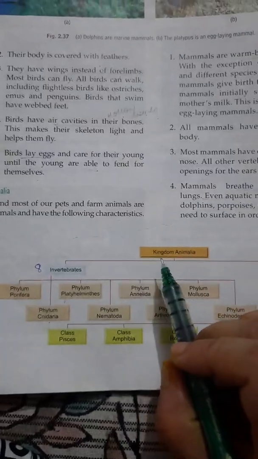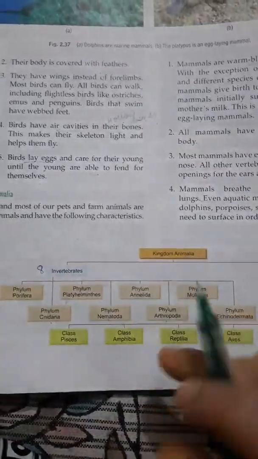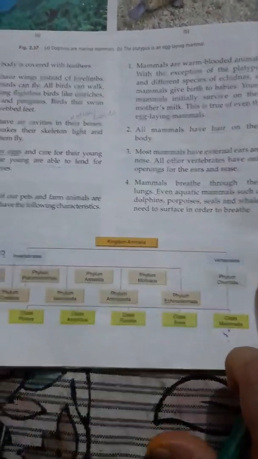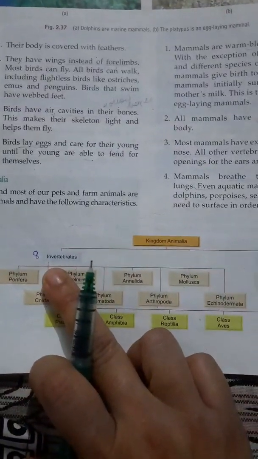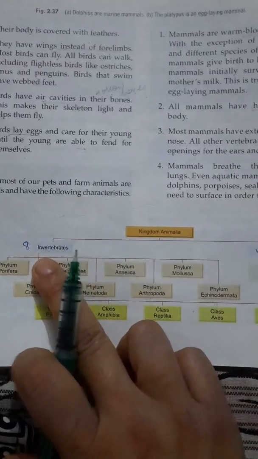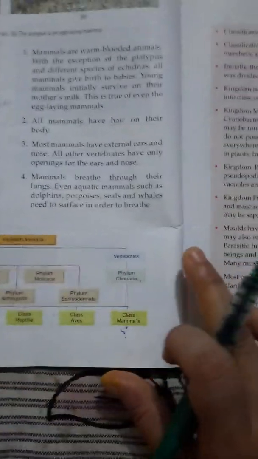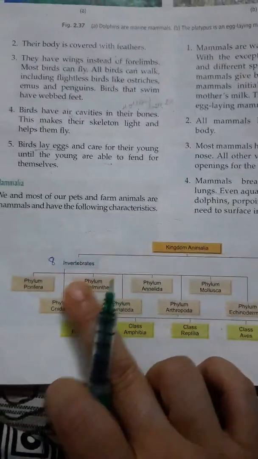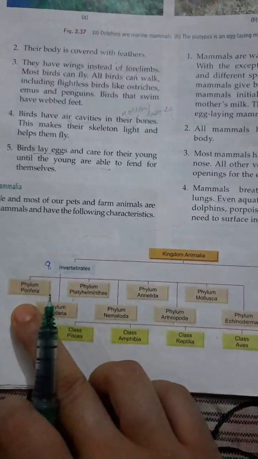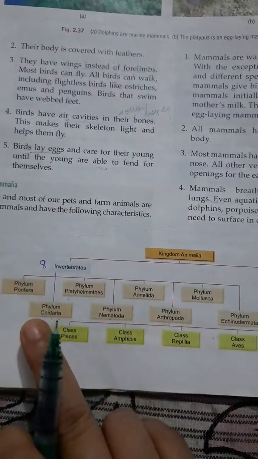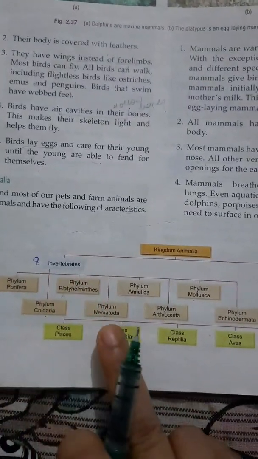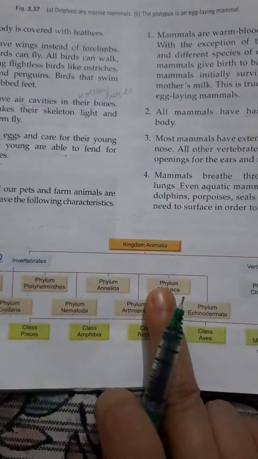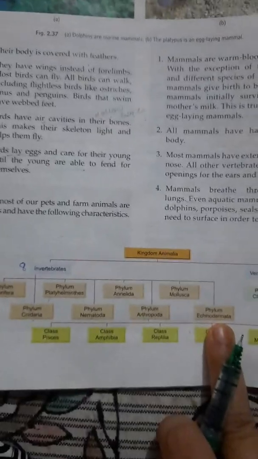Now beta, we will start the last fifth kingdom, kingdom Animalia. Kingdom Animalia is divided into two groups, invertebrates and vertebrates. Beta, invertebrates means the organisms which do not have a notochord or the backbone, and vertebrates includes the organisms which have the backbone. The invertebrates are divided into 8 groups: Phylum Porifera, Phylum Cnidaria, Phylum Platyhelminthes, Phylum Nematoda, Phylum Annelida, Phylum Arthropoda, Phylum Mollusca, and Phylum Echinodermata.